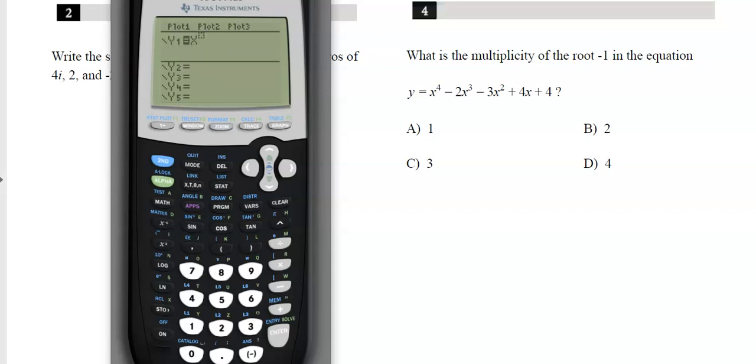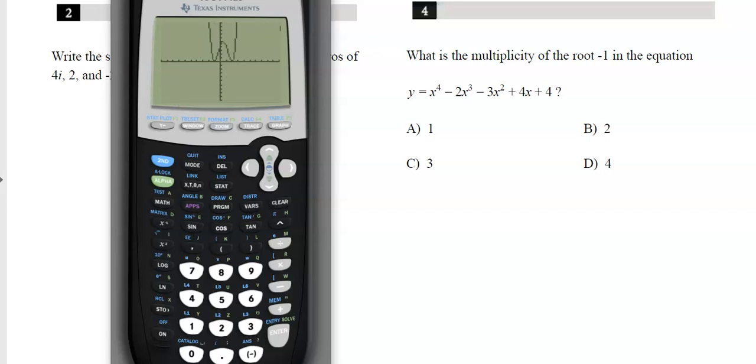X to the 4th, arrow over. Minus 2x cubed, move it over, minus 3x squared, move it over, plus 4x, and plus 4. Probably could have just started graphing right away. Let's go enter. Let's do a zoom standard, just go back to our normal window, see what shakes out.